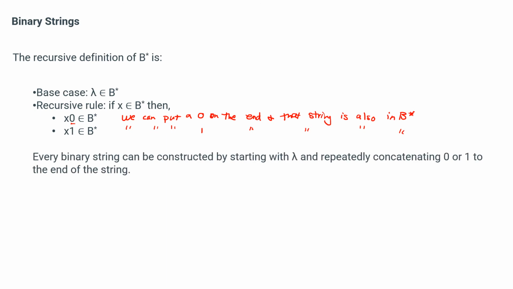So if you think about it, any binary string could be constructed this way. We start with nothing, an empty string, and just repeatedly put a 0 or 1 on the end, and we could get anything that we wanted that we would already know is a binary string.